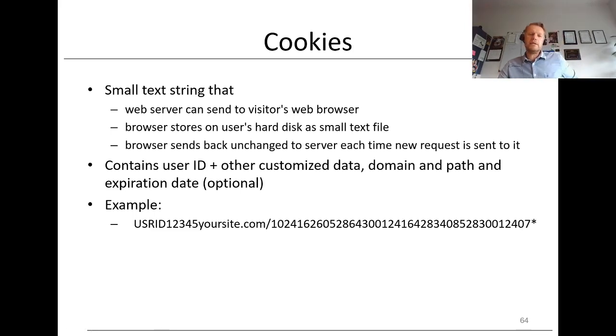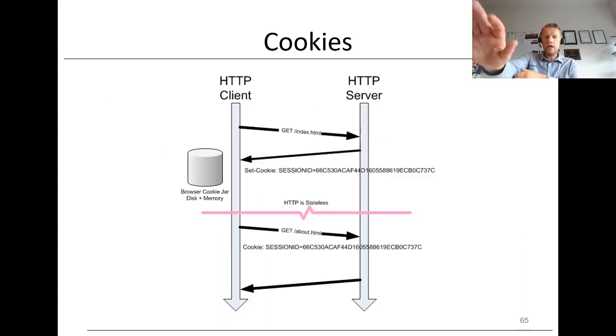And a cookie can contain a user identifier, also sometimes some other customized data, like the domain and the path of the web page that was visited. And sometimes cookies can also have expiration dates. You can see how it works.